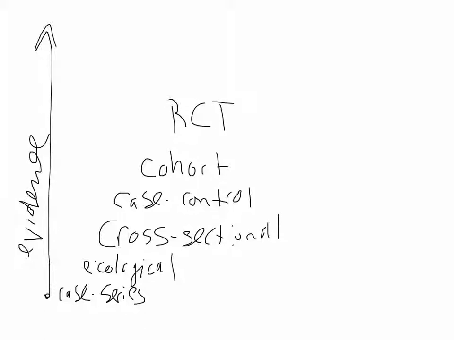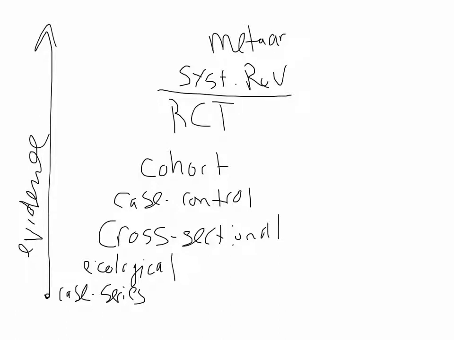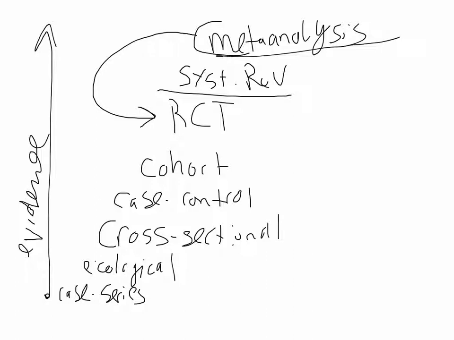And these are all the classical studies. Then above that, depending on what was used, you could use a systematic review, and you could use a meta-analysis as the gold standard for evidence, especially if the meta-analysis were looking at multiple randomized controlled trials, and especially if the systematic review were looking at multiple randomized controlled trials. That would put these at the gold standard for evidence.